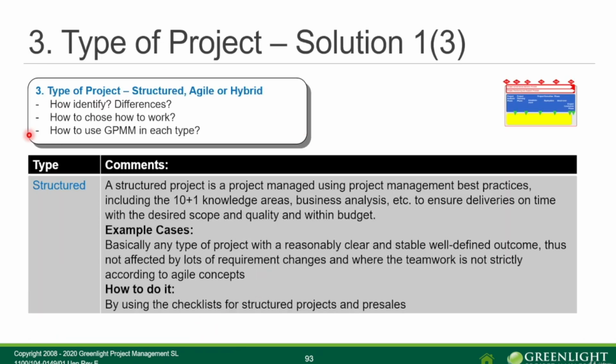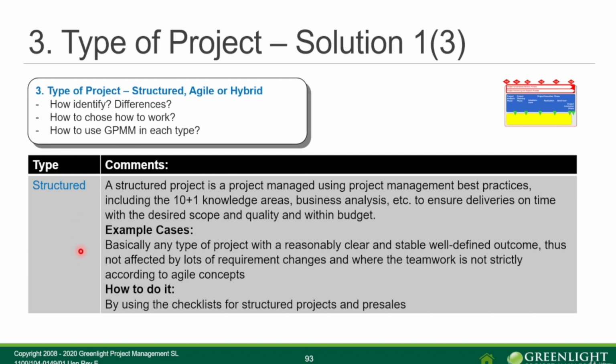Then let's talk about the types of projects here, starting with the classical structured one. So here we have some examples or text about it, and then we see the same also for agile and hybrid. So a structured project is a project managed using project management best practices, including, for example, the 10+1 knowledge areas, business analysis, etc., as we have seen so far in this course. So in the blue area here in our model, the GPMM model. And thanks to this good management, we ensure we deliver on time with the desired scope and quality, and within budget.